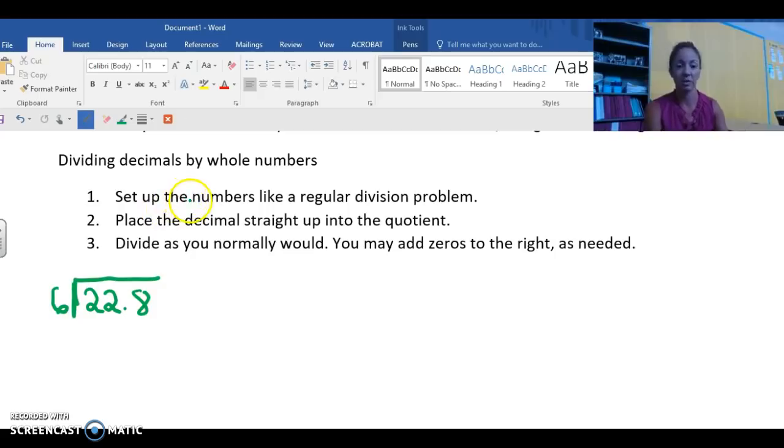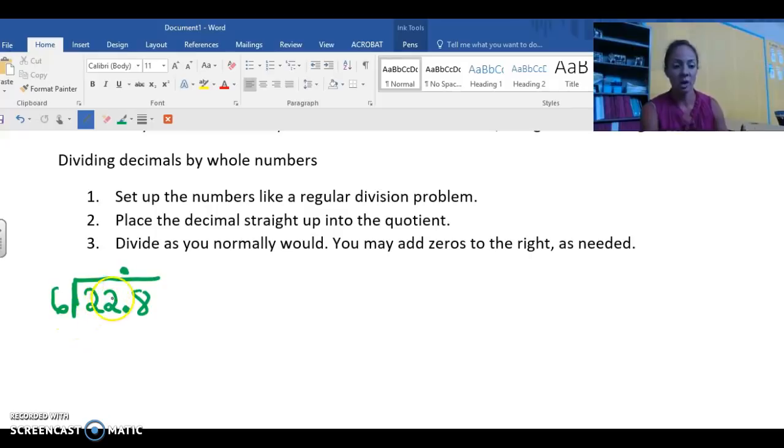All right, so there, you've already done step 1. You just set up the numbers like a regular division problem. Number 2, place the decimal straight up into the quotient. So here's our decimal right down here. You just go straight up to where we put the answer or the quotient and put the decimal right there. Boom, that's it.